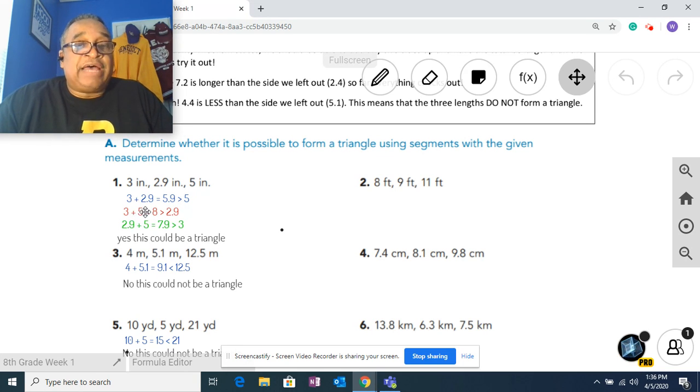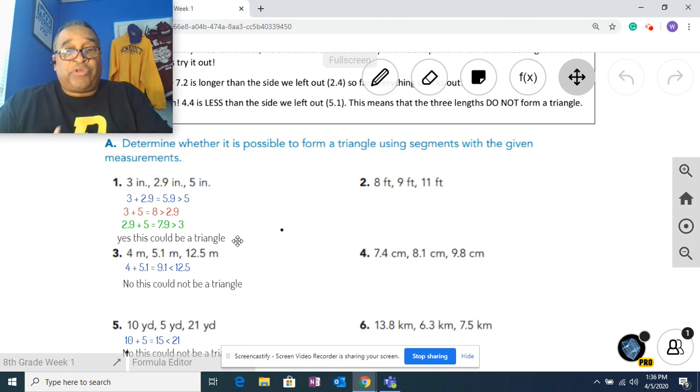Let's see here. 3 plus 5, I added the 3 and the 5. That equals 8. 8 is greater than 2.9, which is the third side that I didn't add in on that one. And so that side would work. Let's look here. We took the 2.9, added it to the 5. That gave us 7.9. And that was greater than the side that we left out, which was 3. So this could be a triangle, because if I add up any two sides, it's greater than the third side.